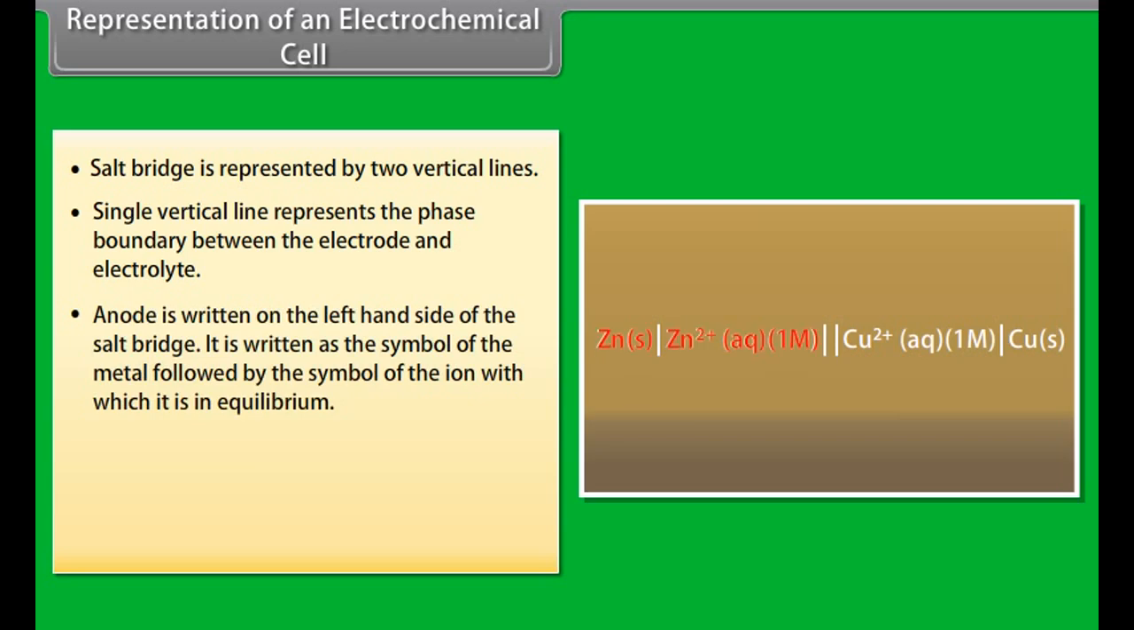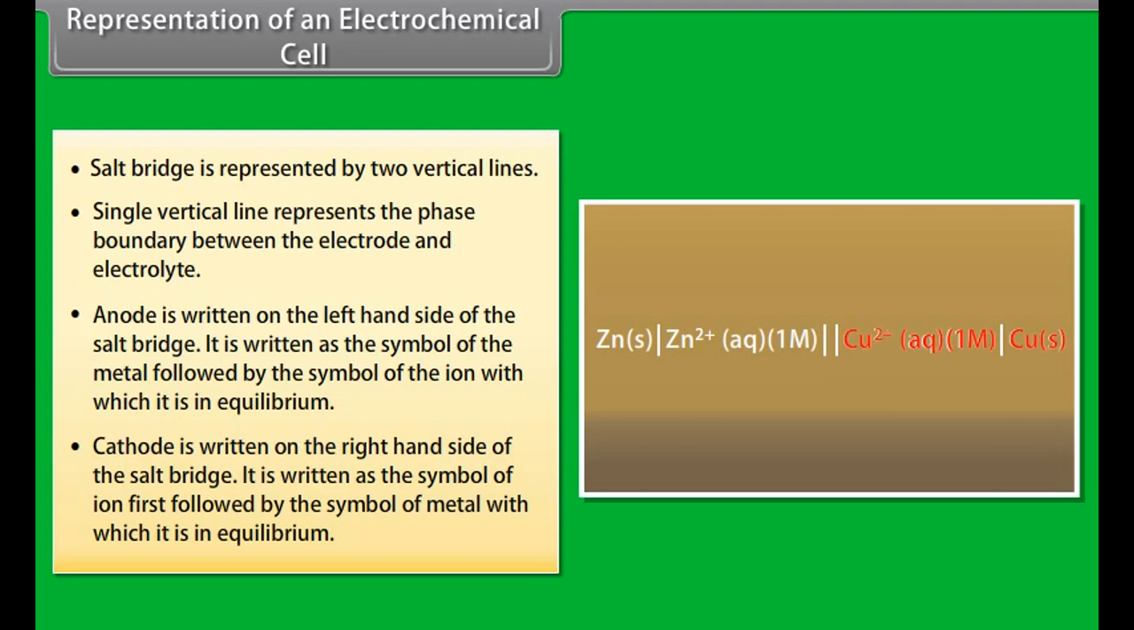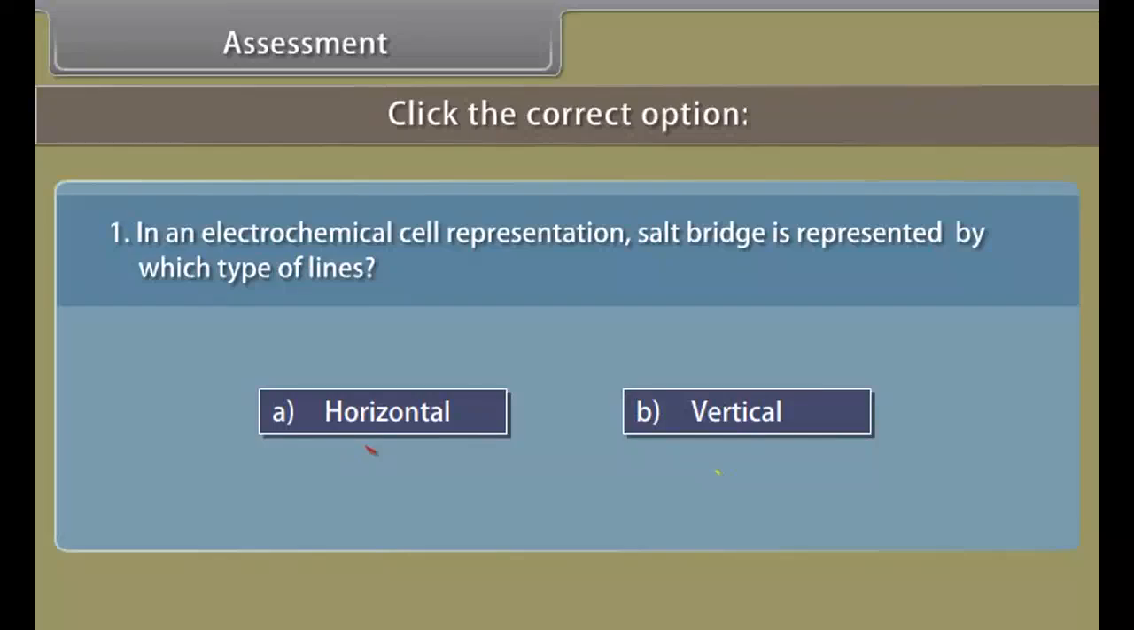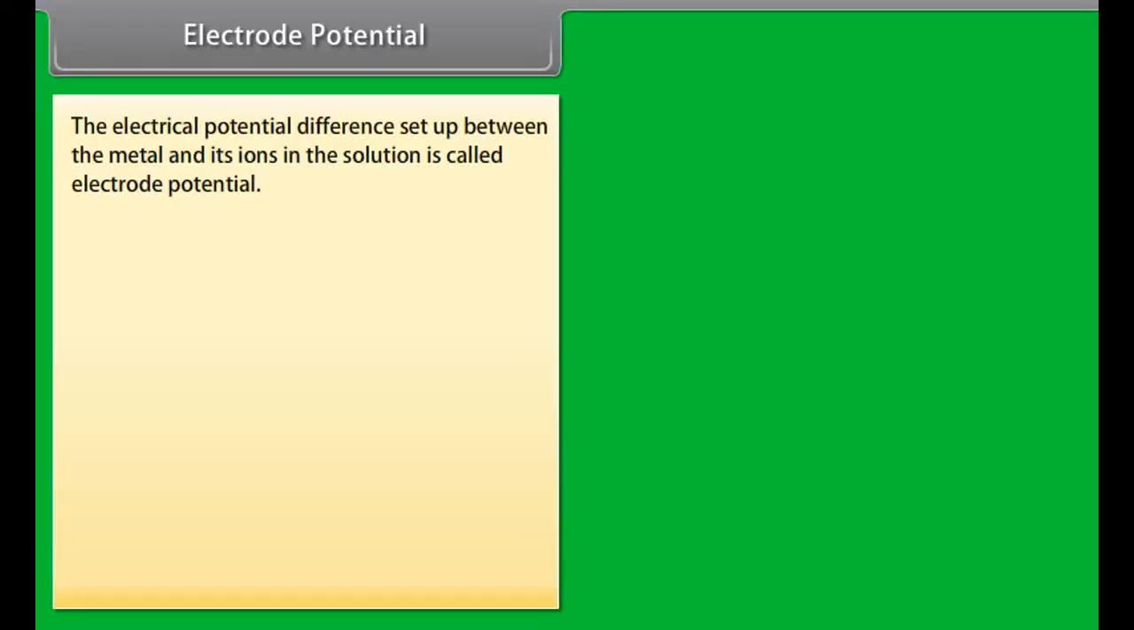Anode is written on the left-hand side of the salt bridge. It is written as the symbol of the metal followed by the symbol of the ion with which it is in equilibrium. Cathode is written on the right-hand side of the salt bridge. It is written as the symbol of ion first, followed by the symbol of metal with which it is in equilibrium. Electrode potential. The electrical potential difference set up between the metal and its ions in the solutions is called electrode potential.